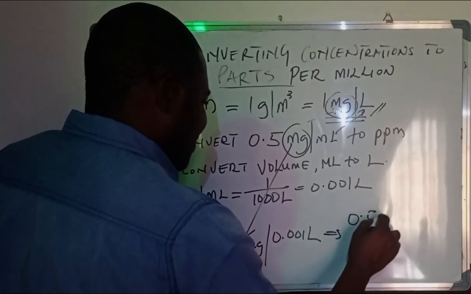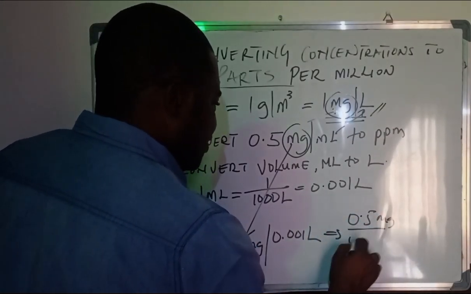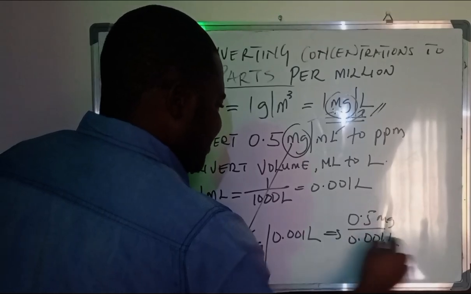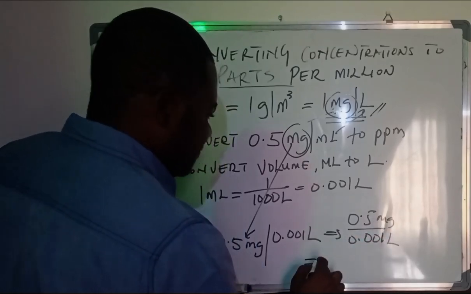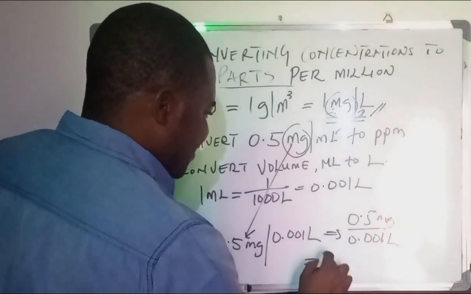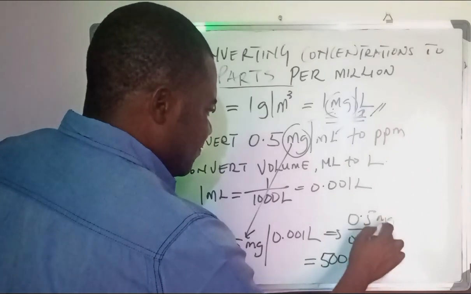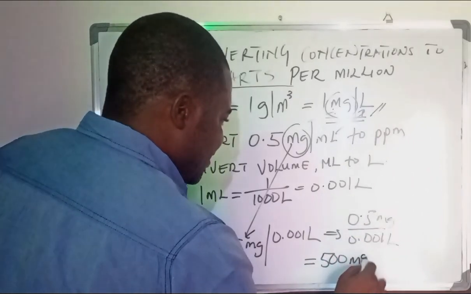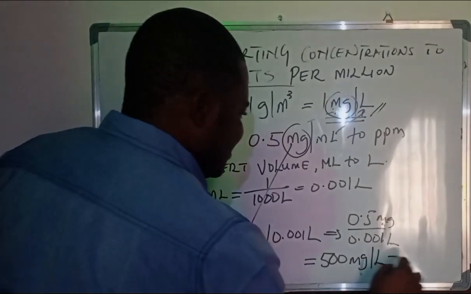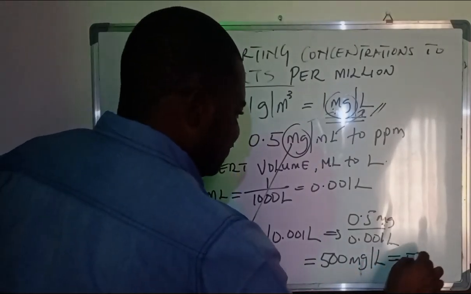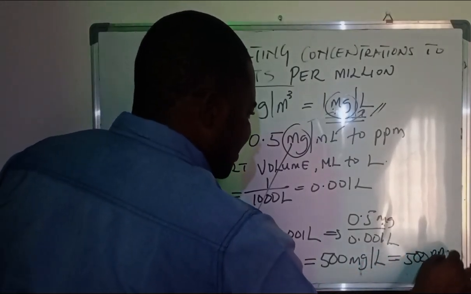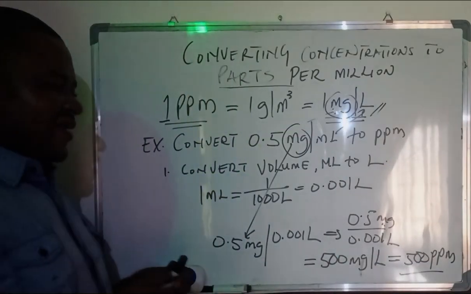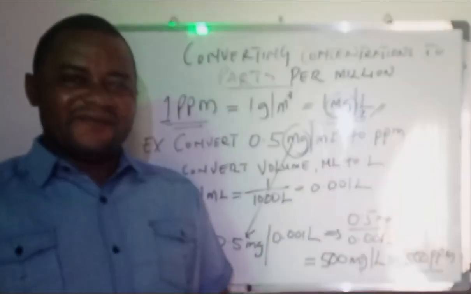Now to rewrite this in parts per million, it means that we are going to do what? Divide 0.5 milligram by what? 0.001 liter. And this will give us what? This will give us 500 milligrams per liter. And this is the same thing as what? 500 parts per million. Did you see how it is very simple?